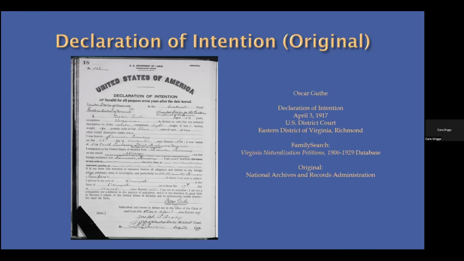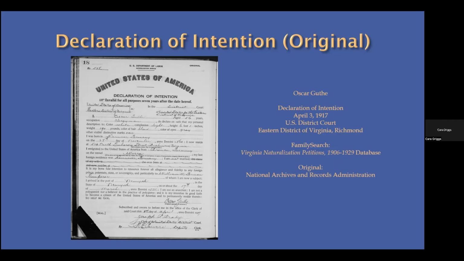Here's an early example of a declaration of intention, and it's for Oscar Goody, whose name we saw on a passenger list. He filed this declaration in the U.S. District Court for the Eastern District of Virginia on April 3rd, 1917. The record notes that he was born on November 28th, 1860 in Hanover, Germany, emigrated from Bremen, Germany aboard the Vera, and arrived in New York on March 17th, 1884. He resided at 510 North Lombardy Street in Richmond. He was not married and he was employed as a clergyman. A description of his appearance is included as well.